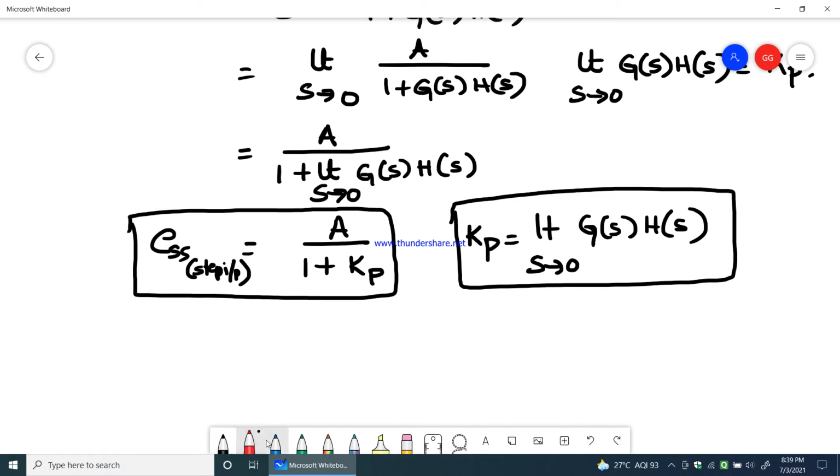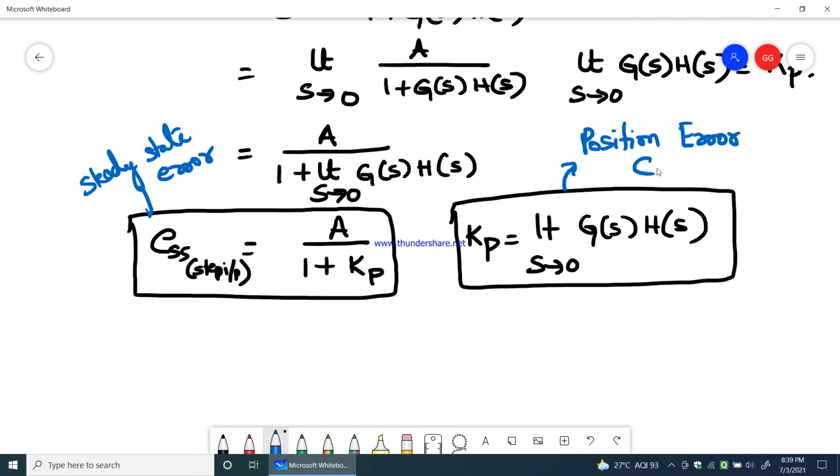Therefore, this is the steady state error, whereas this Kp is the position error coefficient. P stands for position error coefficient. So these are the two derivations that you should keep in mind: steady state error for step input and position error coefficient for step input when it is applied.